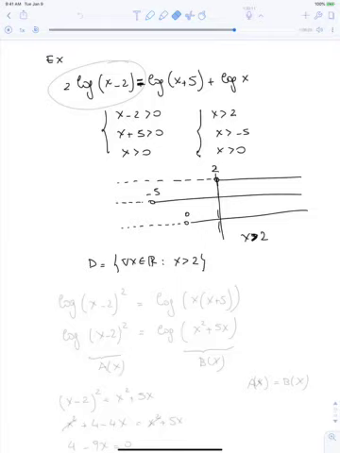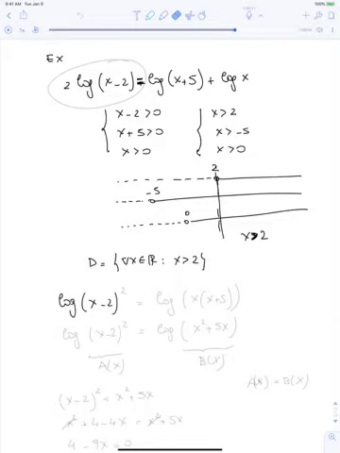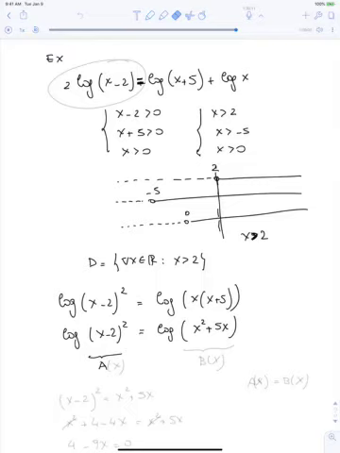In the first case, we can use the third rule, that c times log of a is equal to log of a to the power c. So this is going to be log of (x minus 2) to the power 2, which is equal to, on the right hand side, we're going to use the first rule, that the sum of the logs is equal to the log of the product. So this is log of x times (x plus 5). Now we can write this as the log of (x minus 2) squared equal to the log of x squared plus 5x.